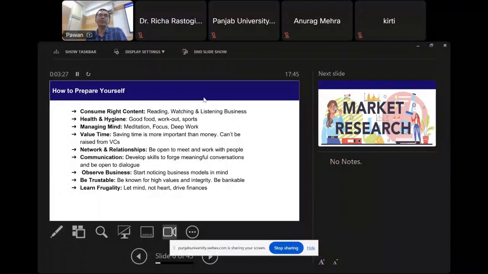Then network and relationships. Of course, you need to be a certain kind of person socially. You need certain connects. You need certain relationships to sustain communication, because you would be talking to customers, hiring people, managing employees, meeting a lot of people, suppliers, vendors. So you need certain communication skills.